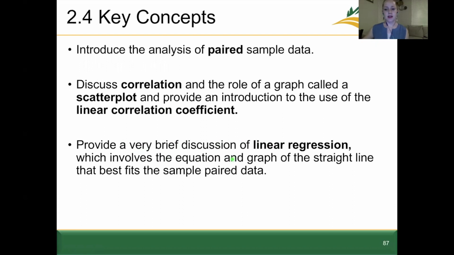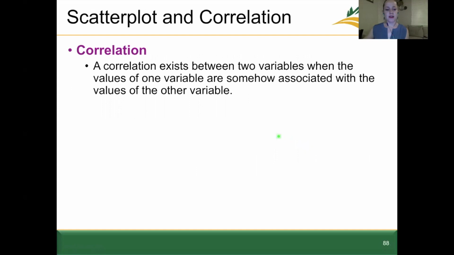So you might have seen the line equation of y equals mx plus b. We'll use that line equation when we're discussing linear regressions at the end of this lecture. Okay, so to start out here, scatter plots and correlations. Correlation exists between two variables when the values of one variable are somehow associated with the values of the other variable. And we'll get into an example of this.